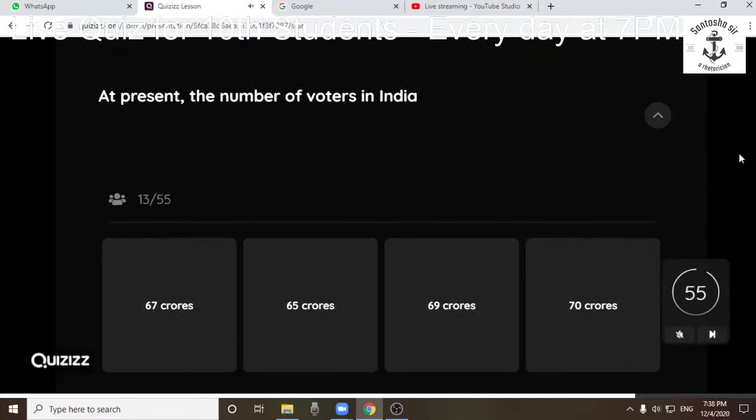At present, the number of voters in India. 50 seconds more to answer this question. So this could be an approximate value. At present, the number of voters in India. 35 seconds more. You have 20 seconds more.